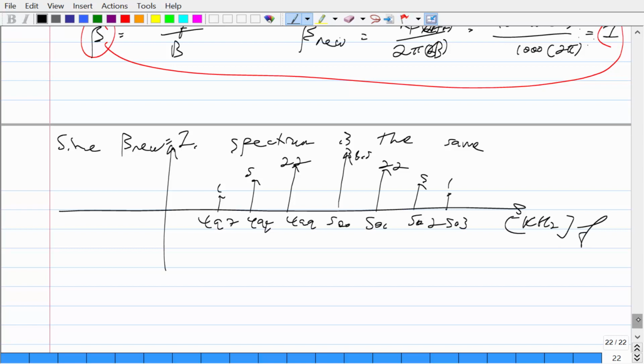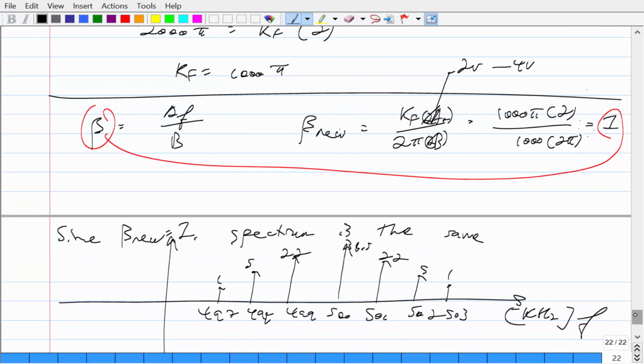And that's it. So you increase the amplitude by twice as much, but you also increase the bandwidth by twice as much. Those two things cancel out, so you're still left with the same modulation index. Because that's the same, the spectrum is going to stay the same. Okay? And those are all the questions I have for you today.